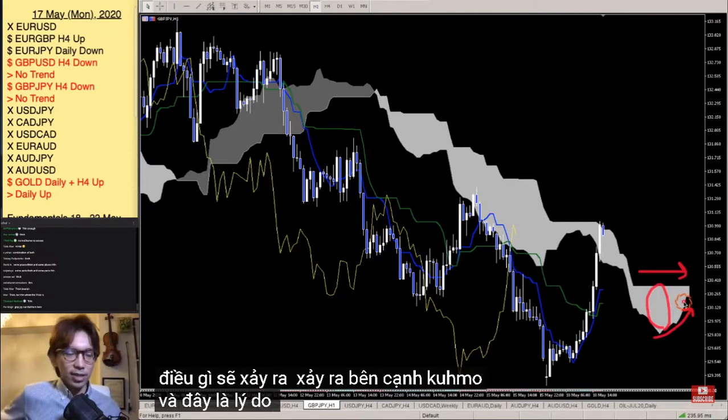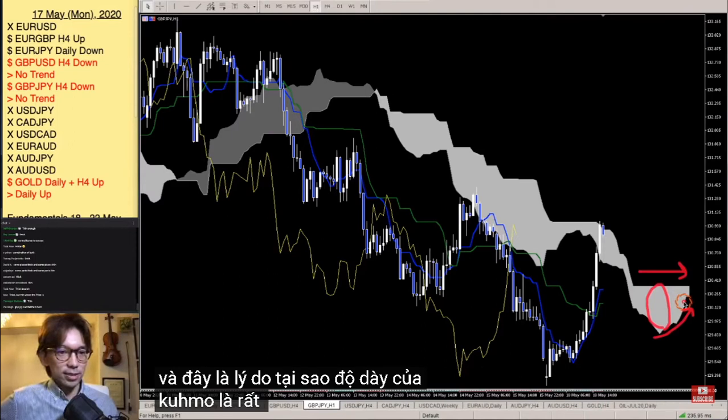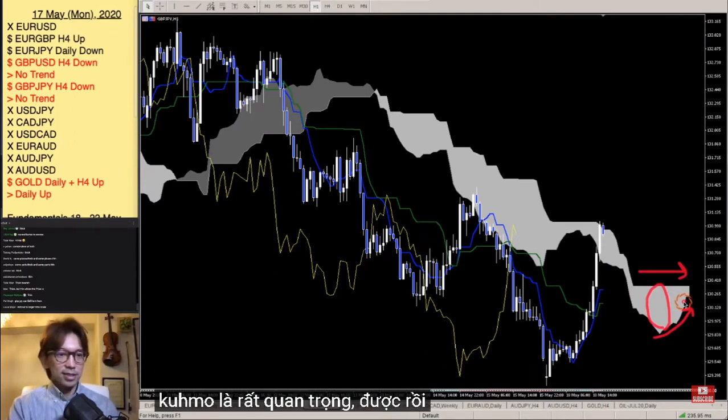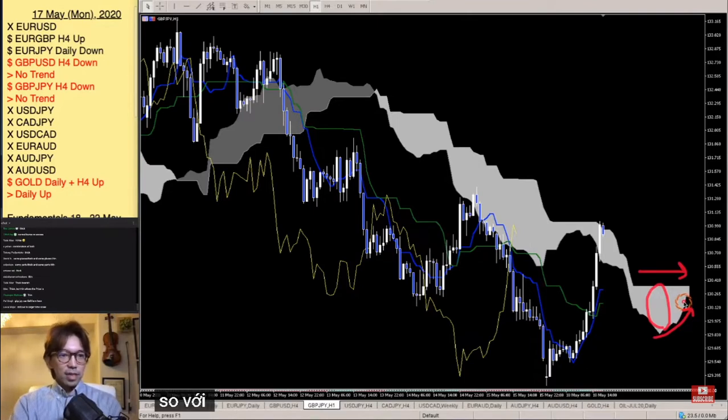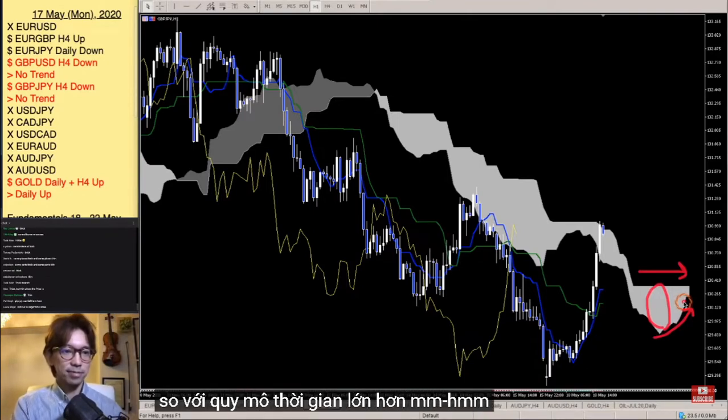And this is why the thickness of the Kumo is very important. All right, thin, okay. Relative to larger time scale. That's true.